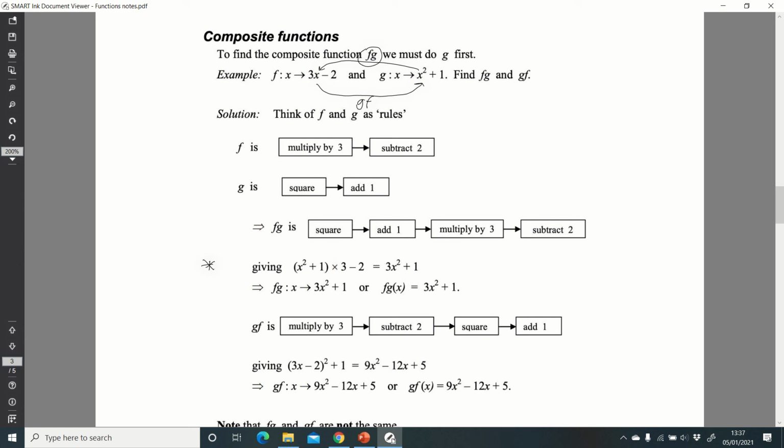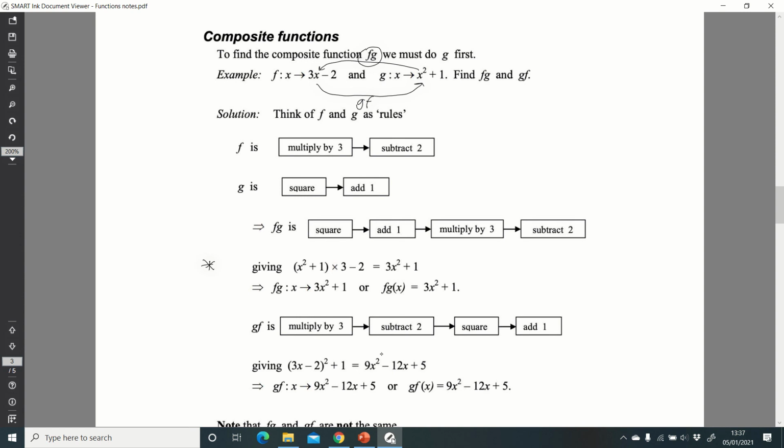Okay, so for g of f, I'm going to substitute the function of f, 3x minus 2, as a bracket, if you will, in place of x here. So I'm going to square it. 3x minus 2 squared plus 1. If you were to expand those brackets, simplify it, collect your terms together, you end up with this.